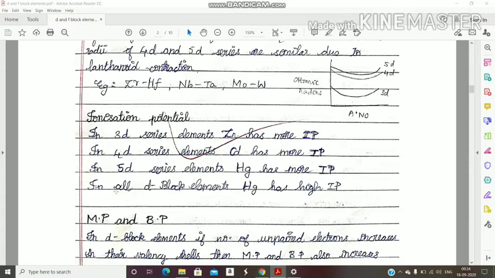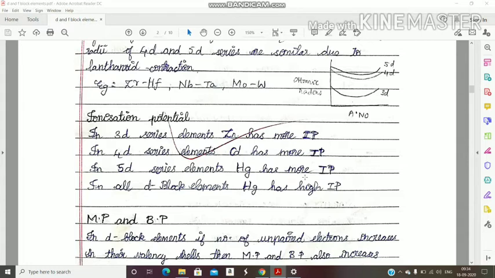Next, in case of 4D series, cadmium has more IP because below zinc, cadmium is present. Below cadmium, mercury is present. In case of 5D series, mercury has more IP. But in all D block elements, mercury has high IP. This is a very, very important point.